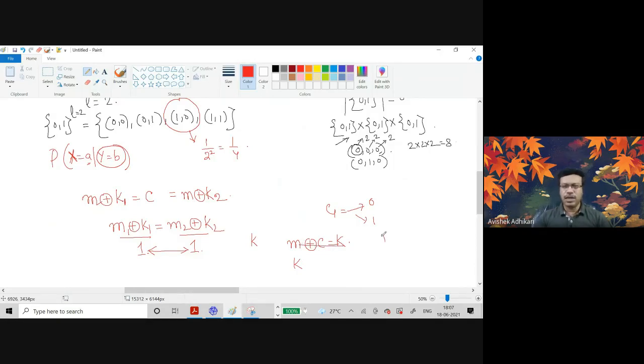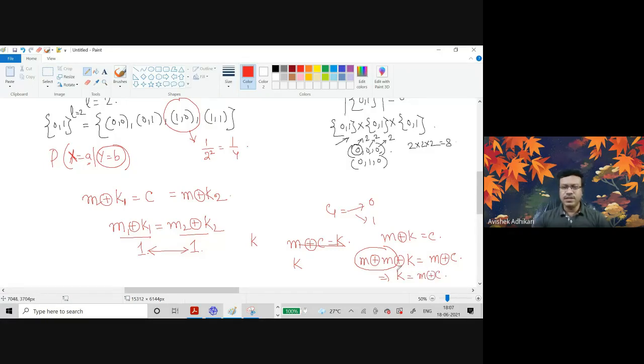So k, sorry, not m plus k equal to c. If you add m to both sides, then m plus k will give you m plus c. That means this value will become 0. M plus m is 0, 0 plus k is k. So k equals m plus c.